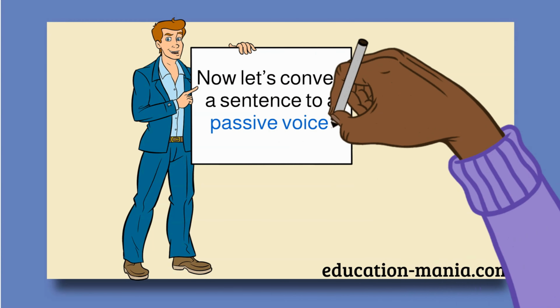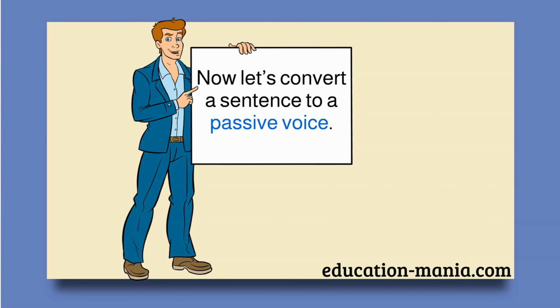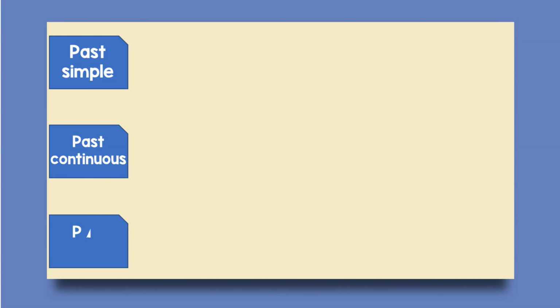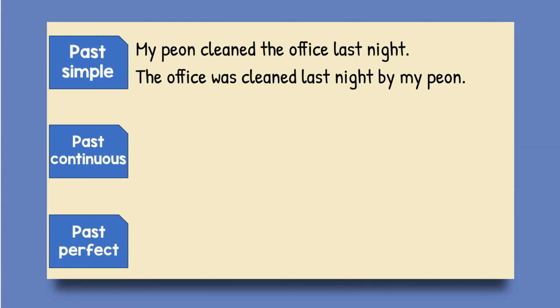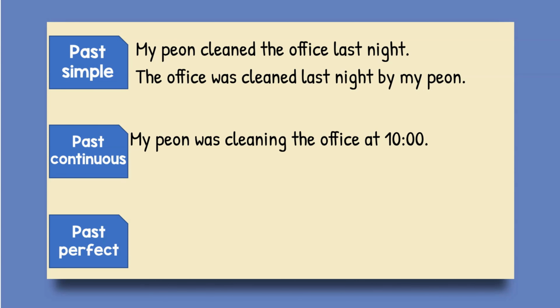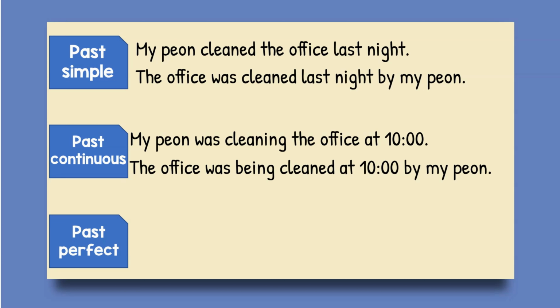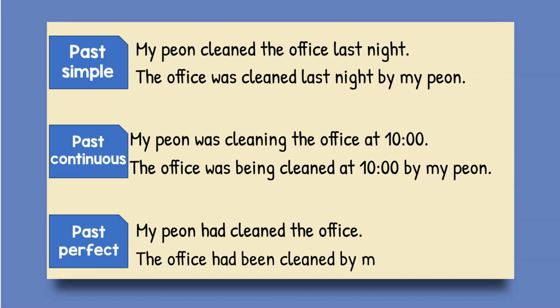Now let's convert a sentence to passive voice. My peon cleaned the office last night. The office was cleaned last night by my peon. My peon was cleaning the office at 10 o'clock. The office was being cleaned at 10 o'clock by my peon. My peon had cleaned the office. The office had been cleaned by my peon.